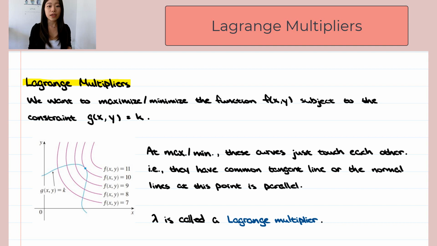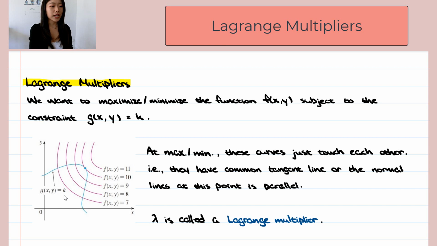The graph here will help us to interpret what we want to find and the Lagrange multiplier method. This graph shows the level curves of the function at several levels. It shows the level curves of the function when the function equals 7, 8, 9, 10, and 11. So this function will have multiple level curves, but the constraint g of x and y equals k is also a function of two variables, but it is subject to the constraint. That means we only take the curve of the function when that equals the level k. So we will only draw the level curve of the function when this function equals k.